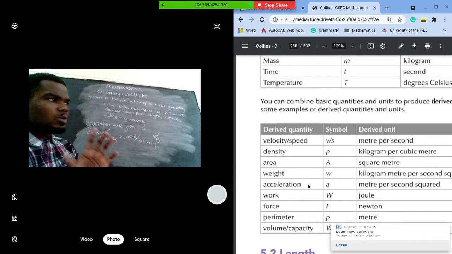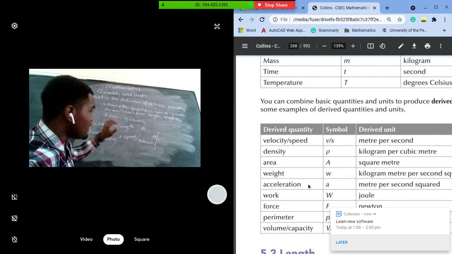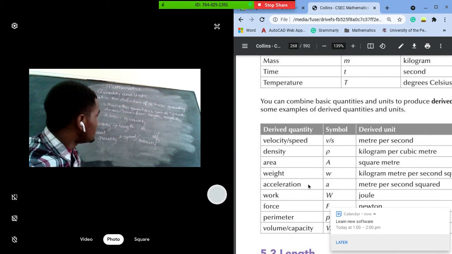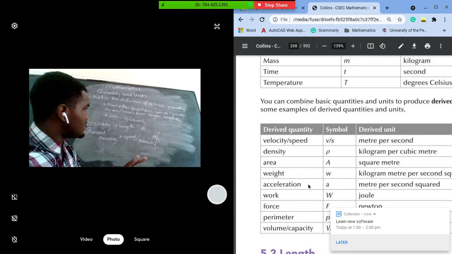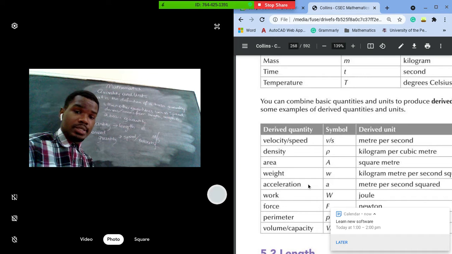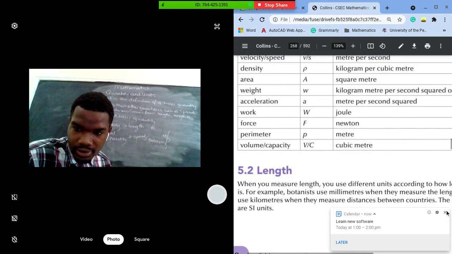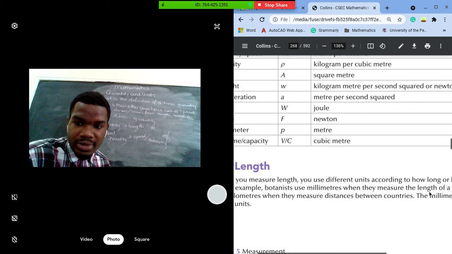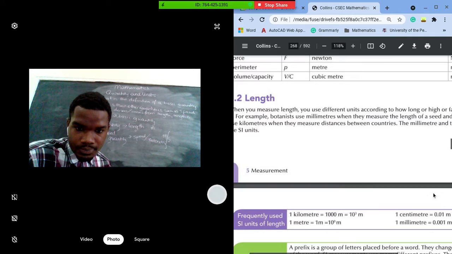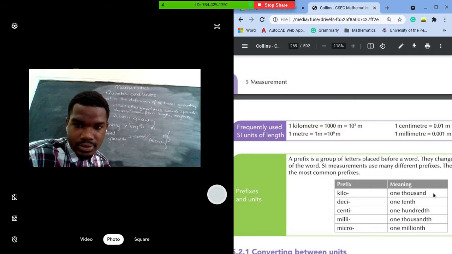So I won't go too much in depth because it's a little bit above your level, but the main idea you must understand is what is a quantity, what is a unit, what are derived quantities, right? And what are basic units and basic quantities. All right. So we went through the definition of length. What we talk about is you measuring how long, how far, or how high something is. Now we're going to talk about the prefixes. What is a prefix?